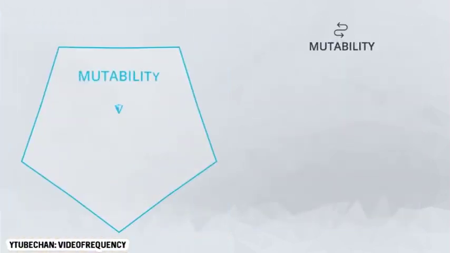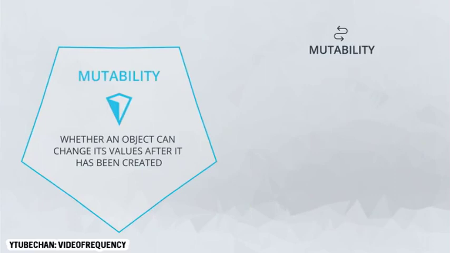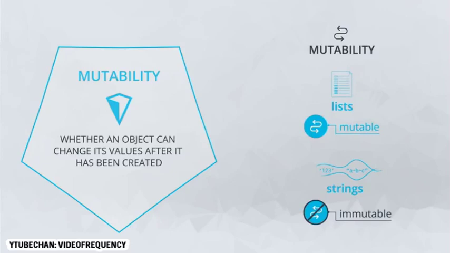The technical term for whether an object can be modified after its creation is mutability. We can modify the values of lists, so a list is a mutable data type. We can't modify strings, so a string is an immutable data type.